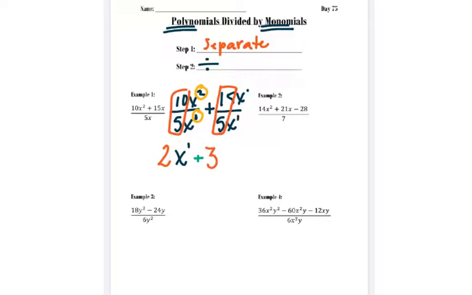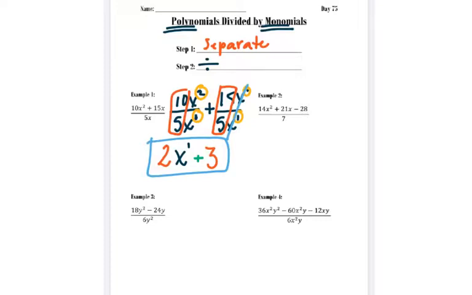Those are 1s. X is the same as x to the 1. So now when exponents are stacked, you subtract. 1 minus 1 is 0. That means there are 0 x's. We can cross it out. There are 0 x's in that second term. So my final answer is just 2x plus 3.